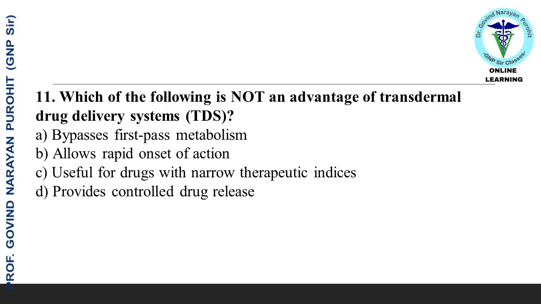11. Which of the following is not an advantage of transdermal drug delivery systems, TDS? A. Bypasses first pass metabolism. B. Allows rapid onset of action. C. Useful for drugs with narrow therapeutic indices. D. Provides controlled drug release. Answer, B. Explanation. TDS is not known for rapid onset, its strength lies in controlled, prolonged release.